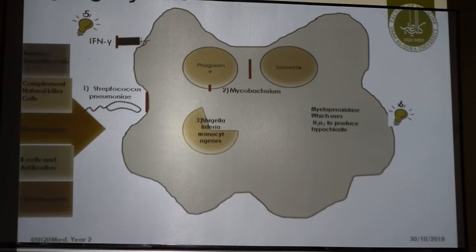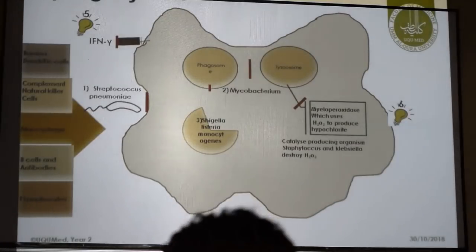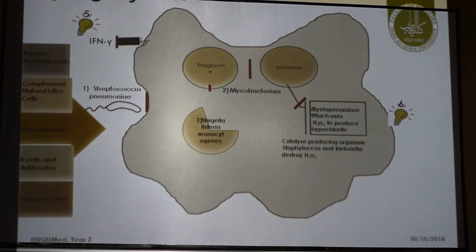Myeloperoxidase uses hydrogen peroxide to produce hypochlorite. It can also be blocked by what? By catalase-producing enzymes such as in Staphylococcus. They can produce catalase. Klebsiella can produce catalase, and they will block the function of myeloperoxidases. So I hope all this now makes sense, that is why we discuss the steps of phagocytosis, because different bacteria can trick the immune response by blocking different steps.